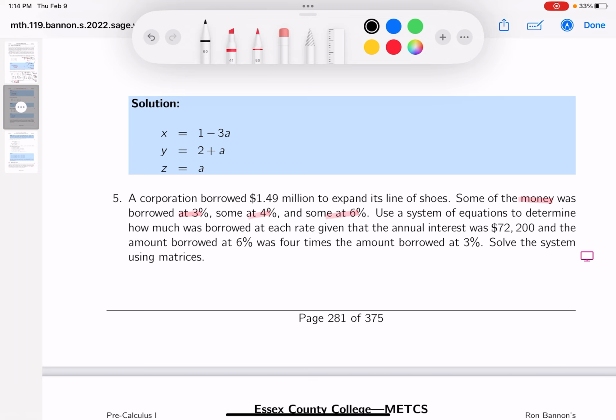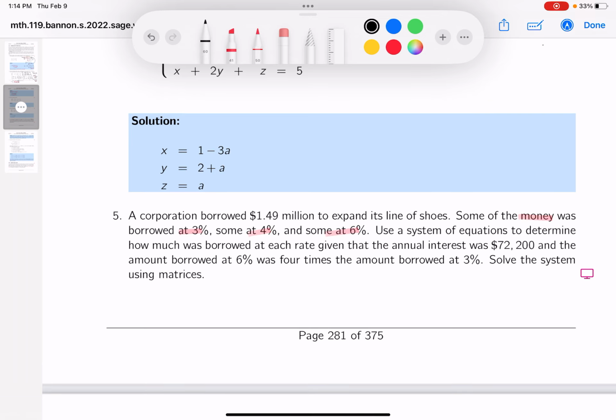Going to speed the process up though. But I'm going to say X is the money. X equals the money at 3%. And I'm going to say Y is the money at 4%. And I'm going to say Z is the money at 6%, right? And by the way, this money is in millions. So I'm going to say it's in millions. And let me make sure I'm saying that right.